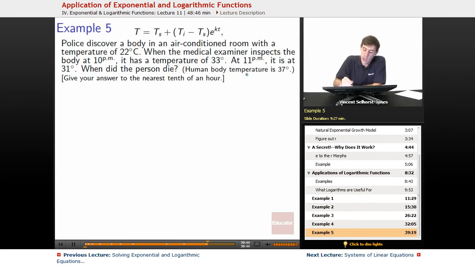And we're also told that human body temperature is 37 degrees. And finally, we're also told to give our answer to the nearest tenth of an hour. All right, so what's the idea going on here?